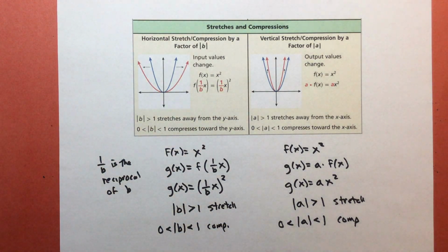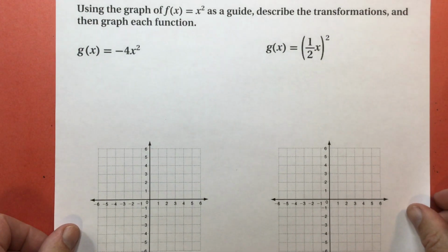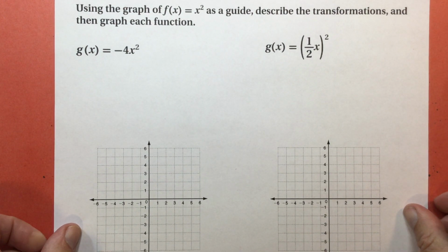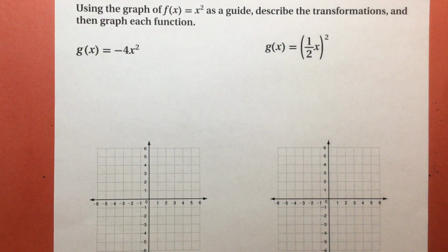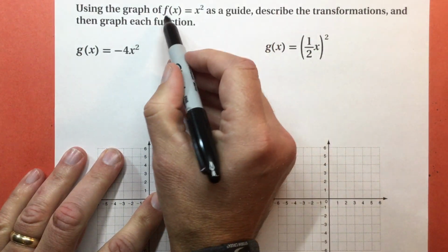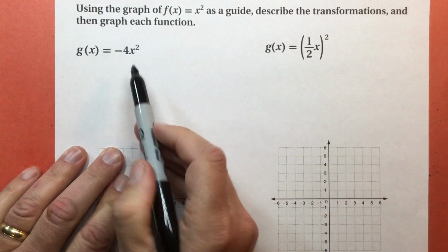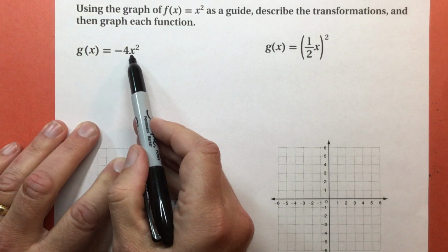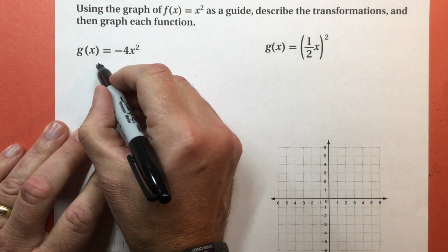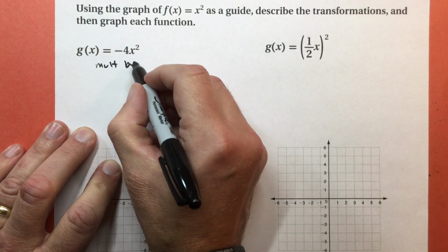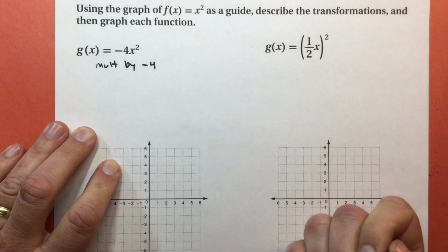Excuse me. Okay, I know this video is already starting to get a little long because I'm talking a lot about it, so I'm going to try to do these problems here real quick without going over too long. Okay, so remember my parent function is f of x equals x squared. What's happening right here? So it's being multiplied by -4.